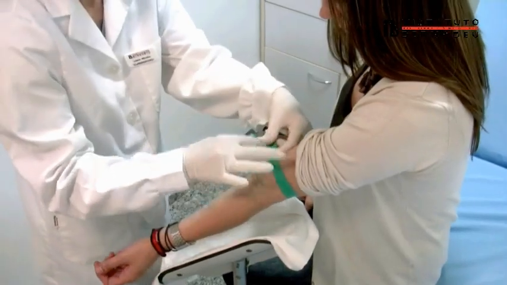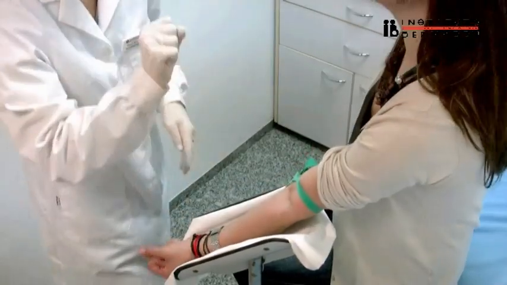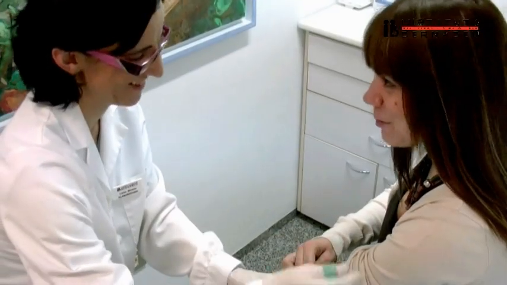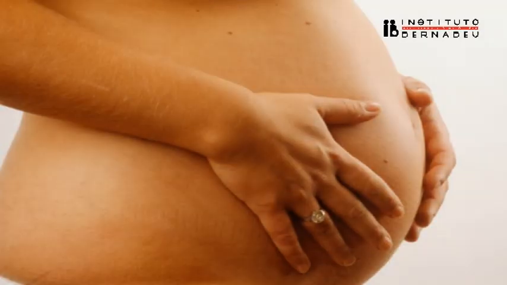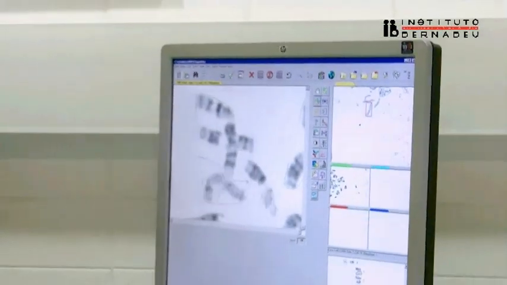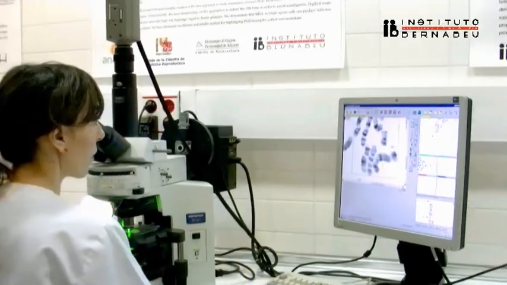A karyotype is performed on cells called lymphocytes, obtained from a simple blood sample, but it can also be performed on amniotic fluid cells obtained during pregnancy. Each chromosome can be distinguished from the rest by its shape, size, and banding pattern, which can be observed along the entire chromosome after specific staining completed in the laboratory.